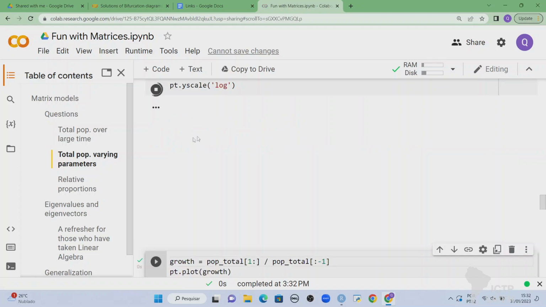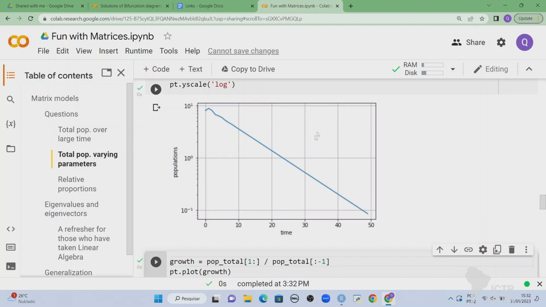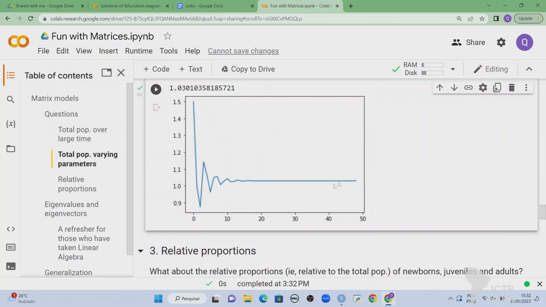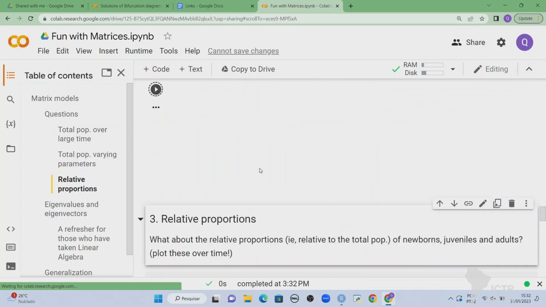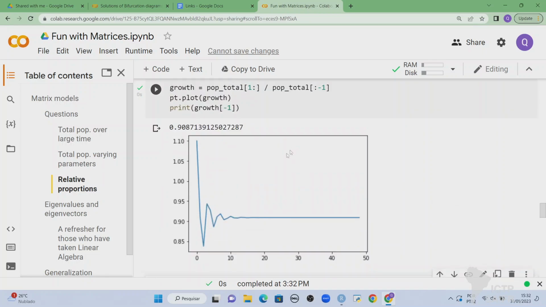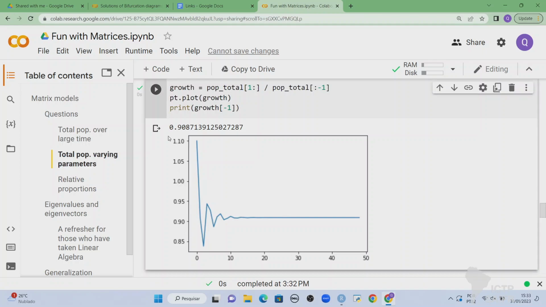Now with B going to 0.6, we now have extinction. The population is decreasing. Even when it is decreasing, we still see that the growth rate is now below 1, so this means that the population decreases by 10% each year, and it's decreasing at a stable rate as well.